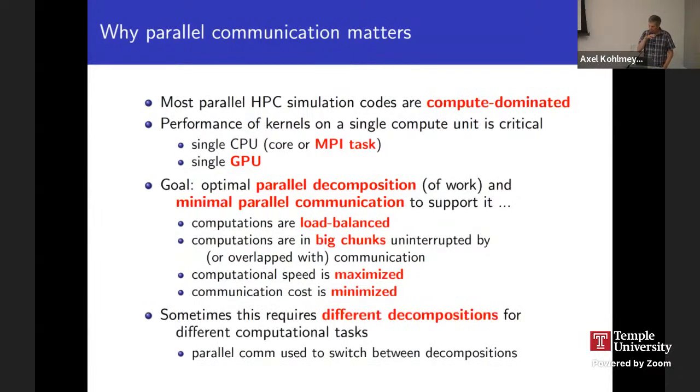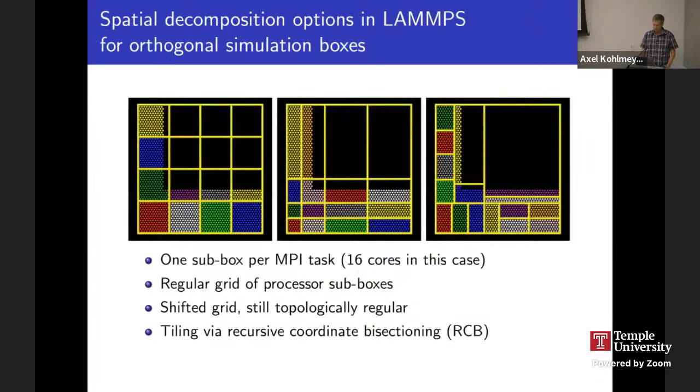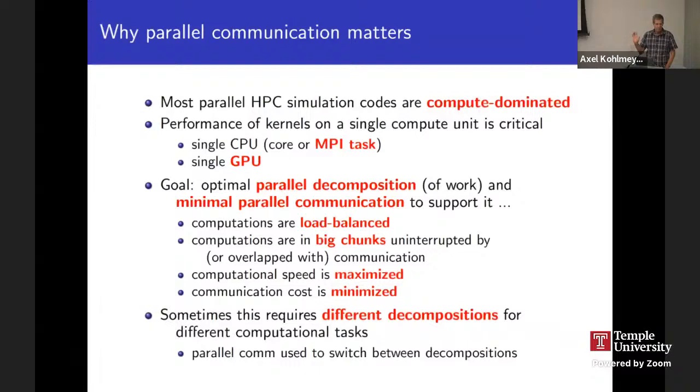As we'll see in a couple of the examples, sometimes this requires different decompositions of the work and the data for different computational tasks. So in that context, the parallel communication can be used to switch the decomposition from one to another, so you're set up for the next computational task, and then it's a big chunk of work that will hopefully run well on the GPU. Okay, so all that makes sense in terms of motivating the reason to think about the parallel communication in your code?